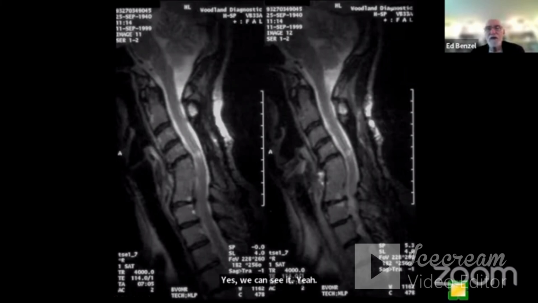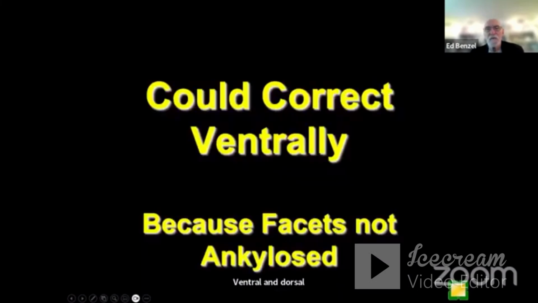So she's got a signal change in her spinal cord, but at the area where she has her signal change, there is no significant compression. She has patent ventral and dorsal subarachnoid space. So we knew we could correct her ventrally because her facets weren't ankylosed, as depicted here, except at that fusion site, and we got quite a bit of extension below the level of the fusion, as implied by the fish mouth appearance of that disc interspace.